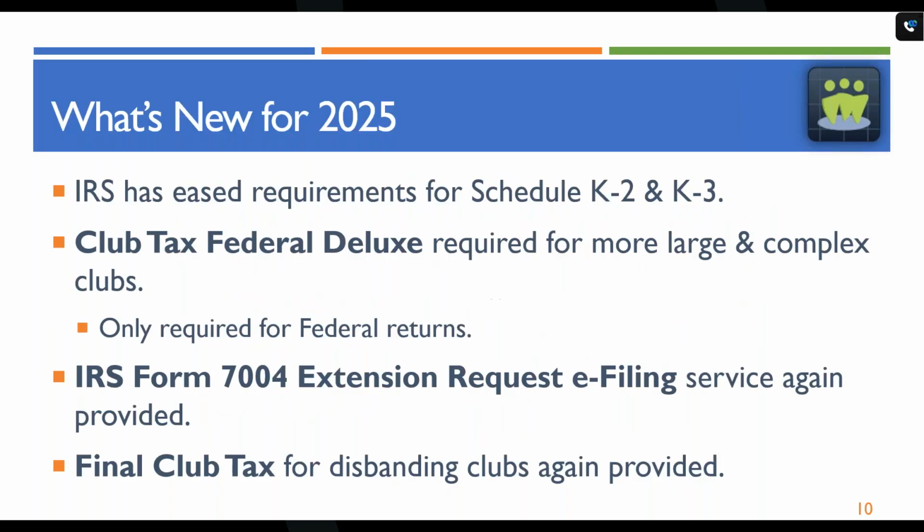A couple of things are new for 2025. One of the big ones is that the IRS has eased requirements for filing Schedule K2 and K3. This is good news. Last year, there were more exemptions for these two schedules that are used to report foreign income. And this year, there's another set of exceptions that the IRS has introduced. So that's good news for most investment clubs.